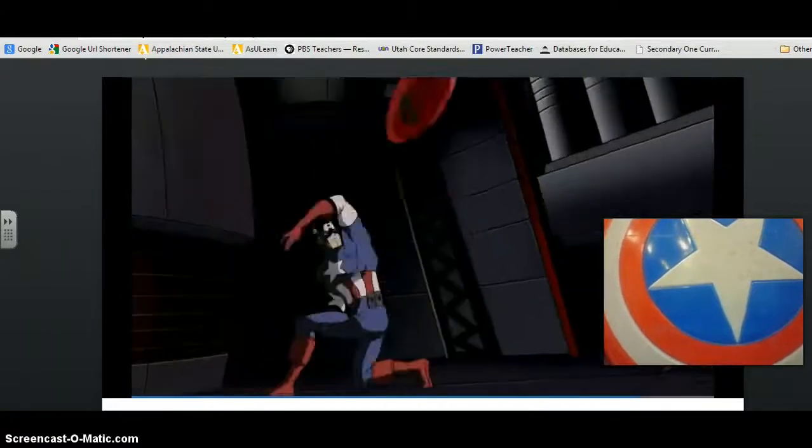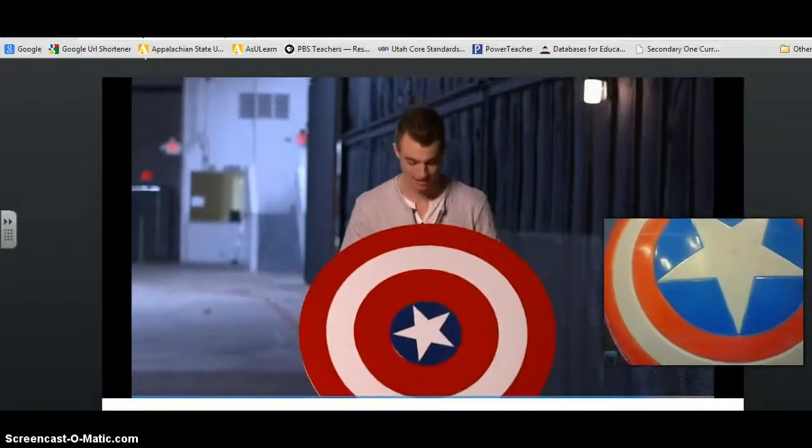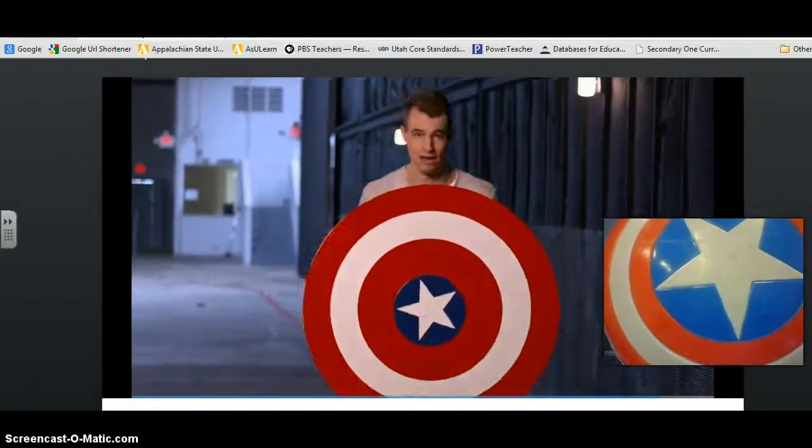You want my shield? Here it is. So here it is, the final painted product, and this would make even Captain America proud. Never surrender.